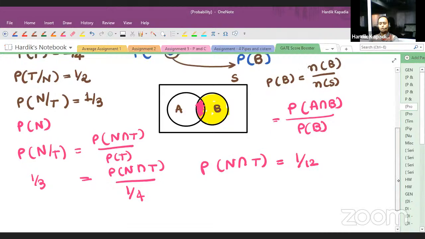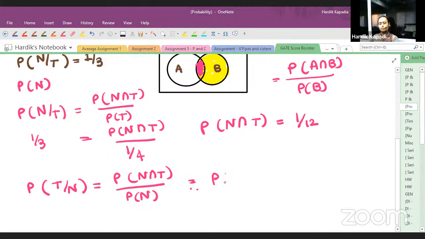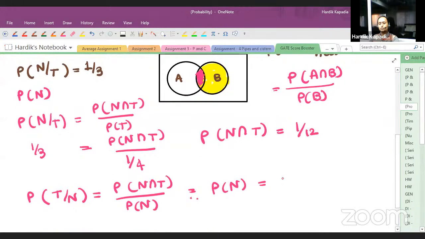Okay. So now for probability of N, probability of T given N is probability of N intersection T divided by probability of N. So we can say probability of N is equal to 1 by 12 divided by 1 by 2. So that is 2 by 12, which is 1 by 6. So we have probability of N now.